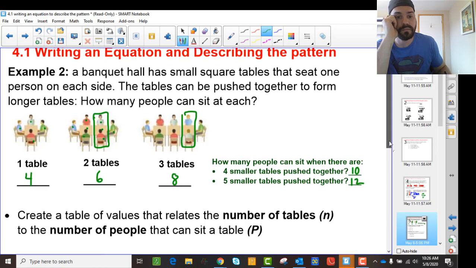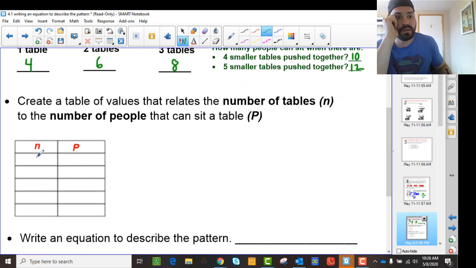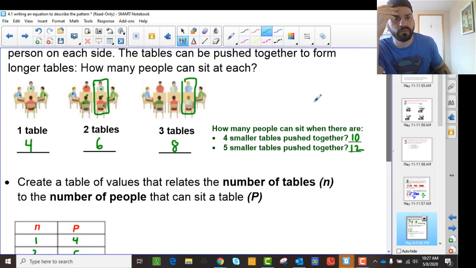Okay? So if we're going to create a table of values, the number of tables is first of all 1, then 2, then 3, then 4, and then 5. And the number of people is 4, then 6, then 8, then 10, and then 12. Okay? So hopefully you can see how we're doing that. You can count them, the first few, right? 1, 2, 3, 4, 5, 6, and 1, 2, 3, 4, 5, 6, 7, 8. If you want to actually continue to draw them, you can.